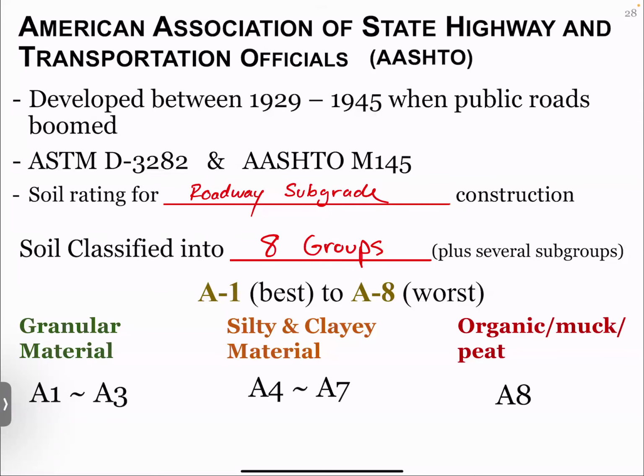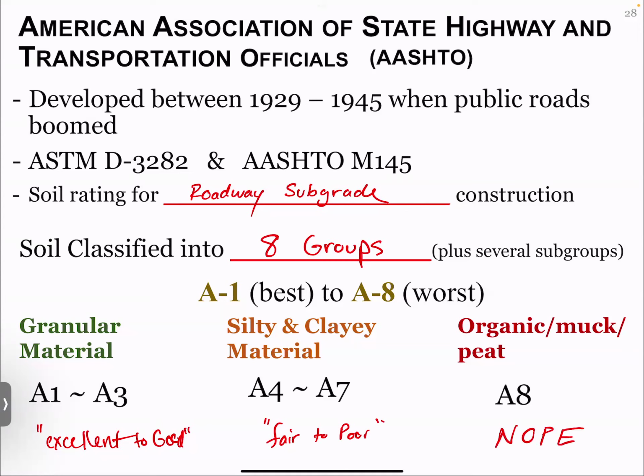So the way they'd classify this again is granular material. This would be our excellent to good in terms of rating. Our A4 would be our fair to poor, but most of the time they can still make it work. And then A8 is, nope, sorry.